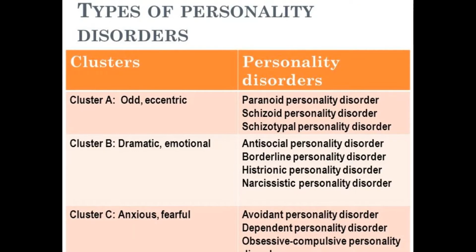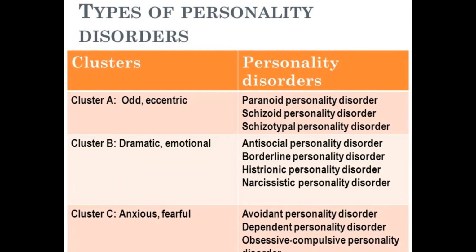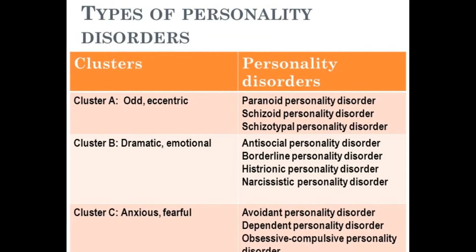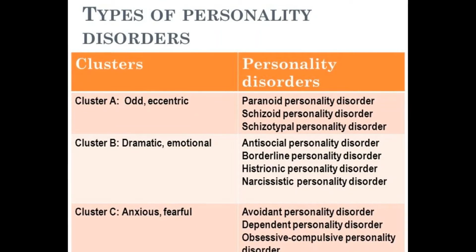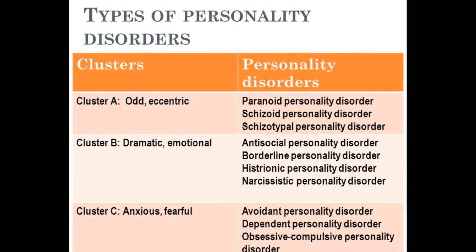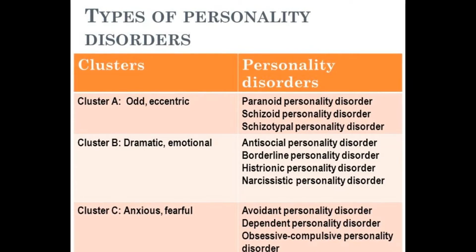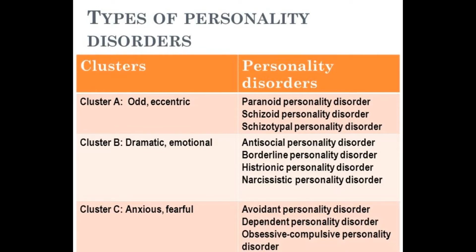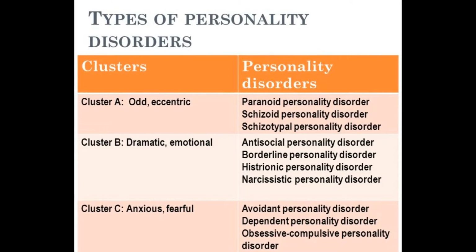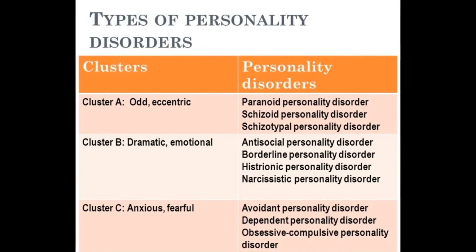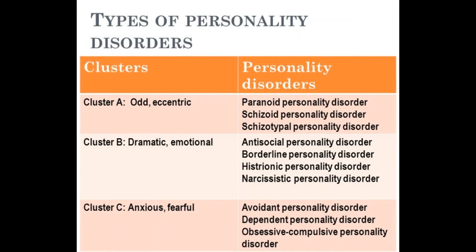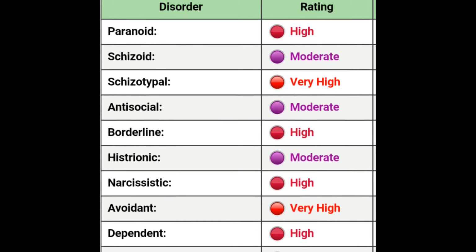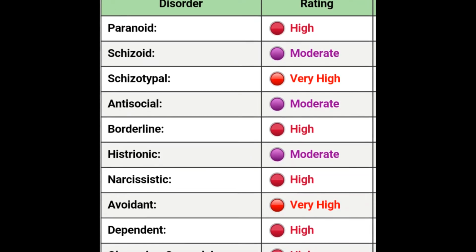However, if we go through the three main clusters, you will notice that they group them by, for instance, whether you're considered odd or showing odd behavior. That's one type of cluster. The other cluster is the personality disorders that are more dramatic or emotional, or you may have erratic behavior. And there's another type of cluster that is more towards if you're anxious or you have a lot of fear. And as you can see, some of them are considered very high, some could be considered moderate, some could be considered extremely high.